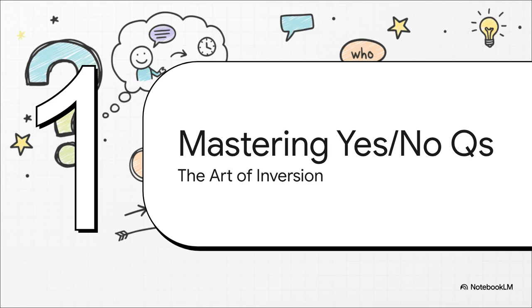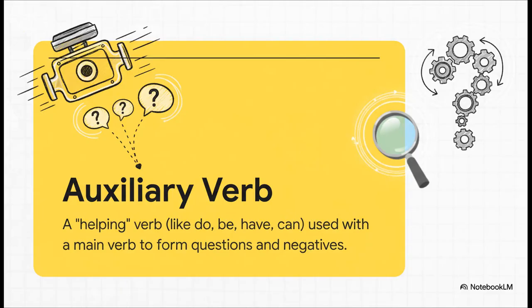And to really master inversion, we need to know about our most important tool for the job. And that tool is the auxiliary verb. The easiest way to think about these is as helping verbs. Words like do, be, can, or will are the little engines that make our questions work. By themselves, they don't mean much, but they are absolutely essential for helping the main verb form a proper question.